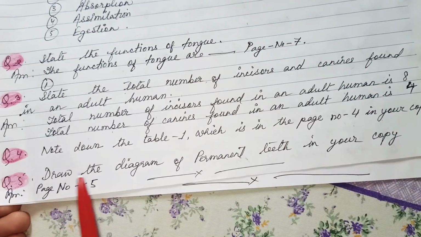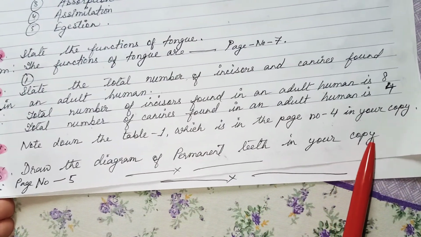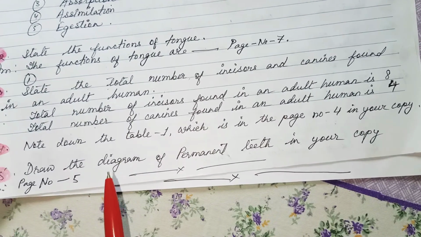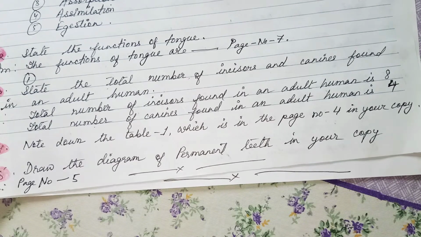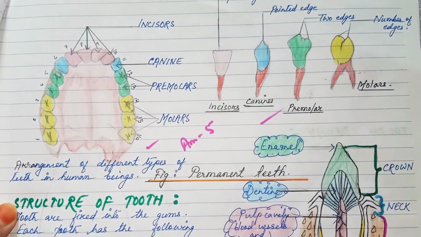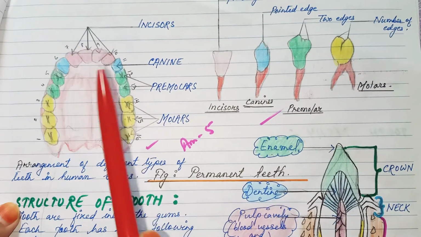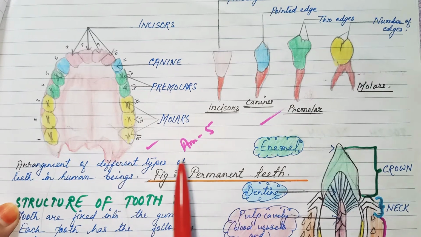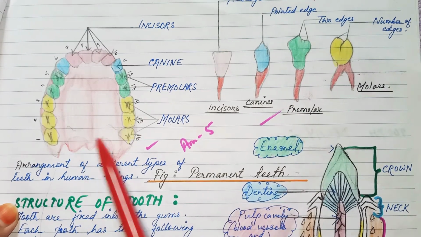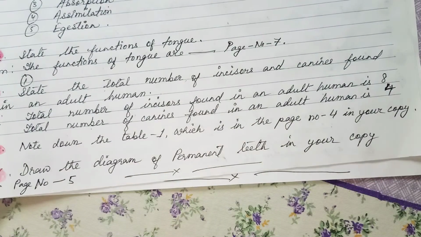Then question number 5, draw the diagram of permanent teeth in your copy. That answer is on page number 5. This is page number 5. So here you have to draw this diagram first and then draw the incisor, canine, premolar and molar. Right here, figure permanent teeth. So you have to draw this diagram for this answer.